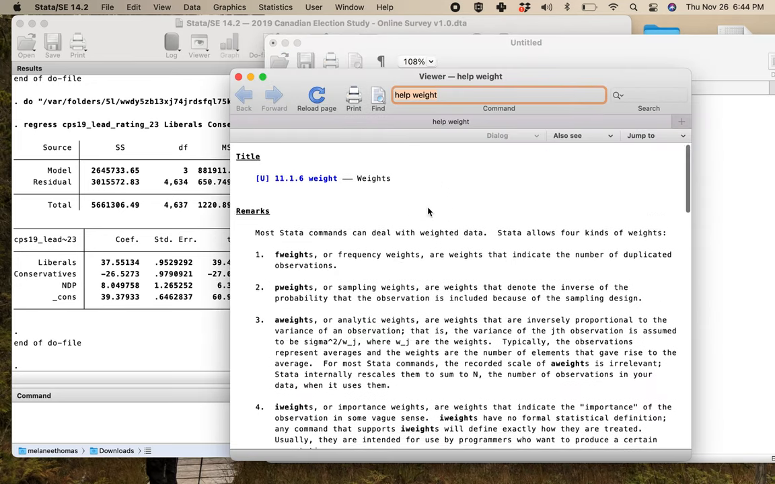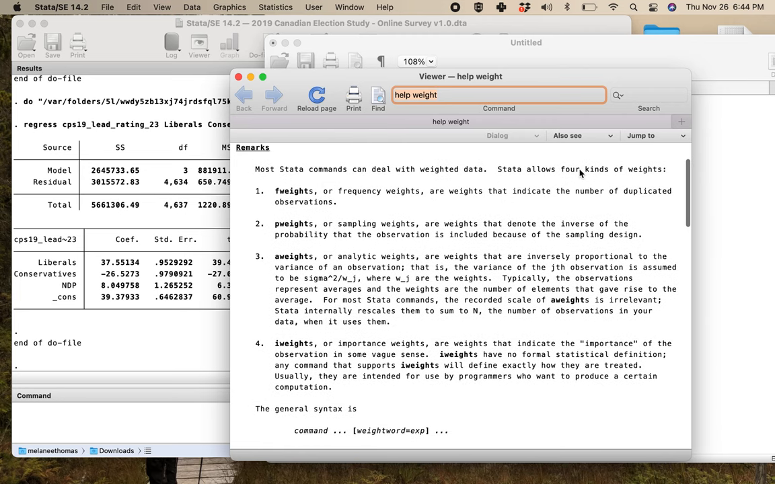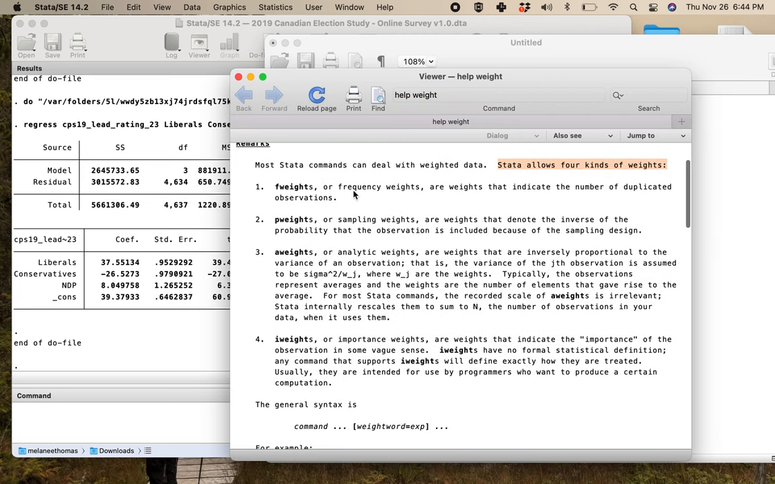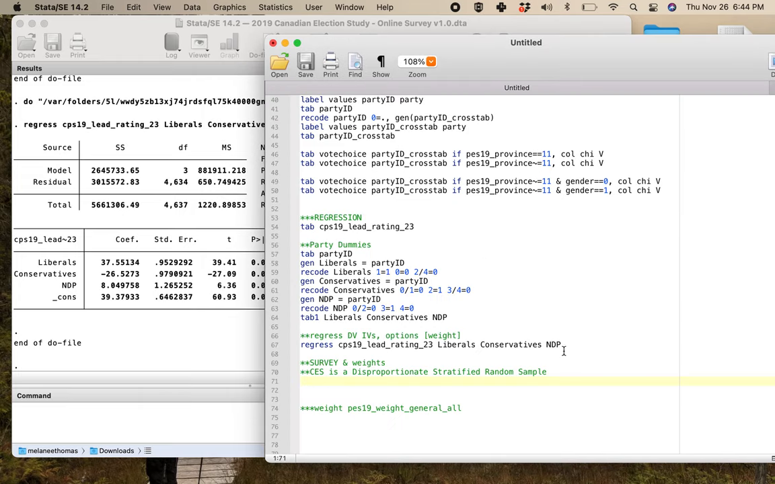And what this does, in the help command, it's telling you what your weight options are. So it says Stata allows for four kinds of weights. We wouldn't use an F weight. That's not what we want. It's the P weight, a sampling weight. This is the inverse of the probability of the observation being included because of a sampling design. So literally what the P weight is saying is that you've made some sampling design choices, you've had good reasons for it, and we're going to correct it using these P weights. You've got A weights and I weights, but for me, the most important thing to use here is a P weight. So if I'm going to add this to my regression, this is how I do it.